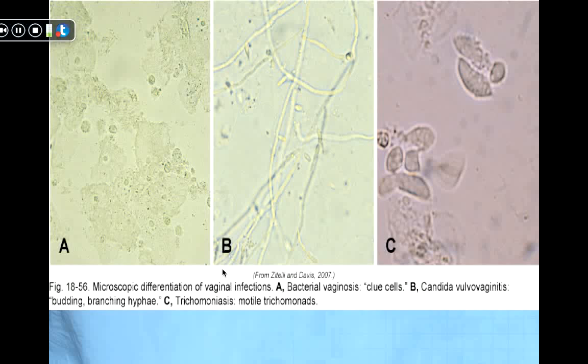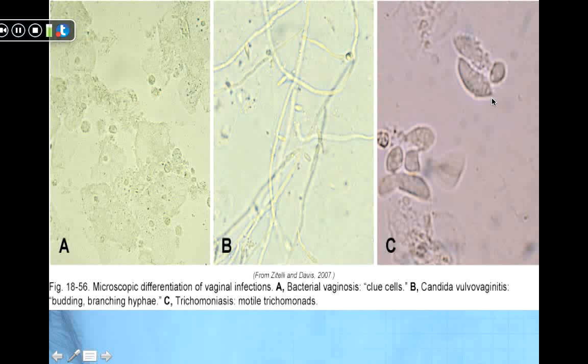And this is the petechia on the cervix. This looks at a wet prep, the different microscopic differentiation of the vaginal infections. Bacterial vaginosis: these are clue cells, and they're big cells, and they look like they have little speckled things in them, and that's bacteria. Candida, you can see these long hyphae here. They're budding, they're branching off. That's indicative of yeast on a wet prep.